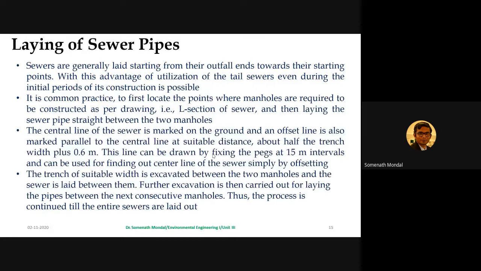Next, the central line of the sewer is marked on the ground. Obviously, you need to do that, and then an offset line is also marked parallel to the central line at a suitable distance, about half the trench width plus 0.6 meters. So this is roughly what you can take, and most of the time it is practiced in our country. This line can be drawn by fixing pegs at 15-meter intervals.